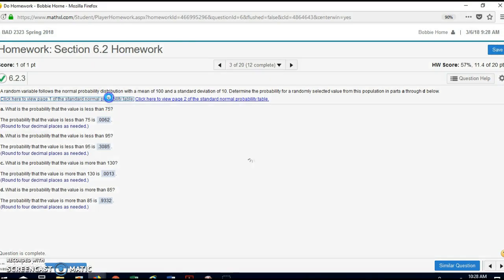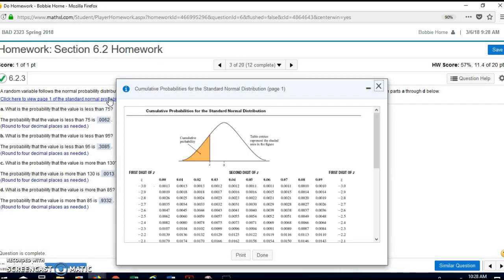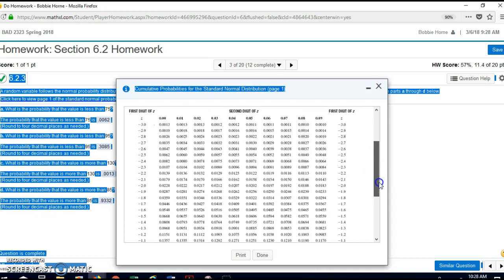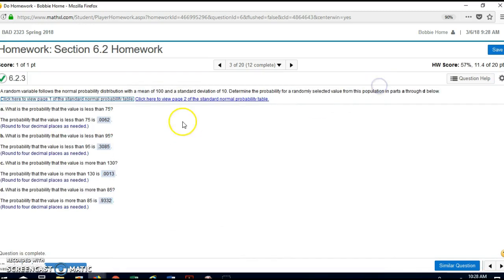So let's look at our table here. Negative 2.5. See, negative 2.5 is 0.0062. What is the probability that the value is less than 95? You would do the same thing here, get the z-score like we just did, and then look it up.